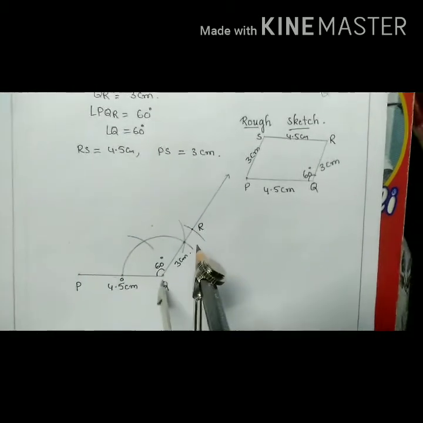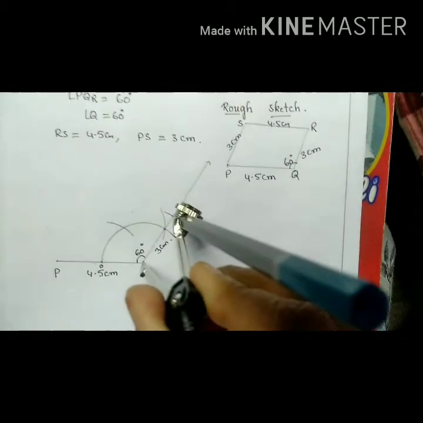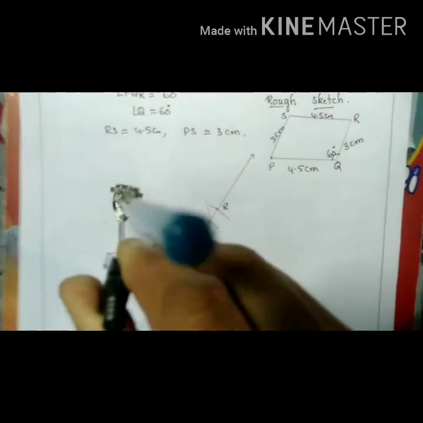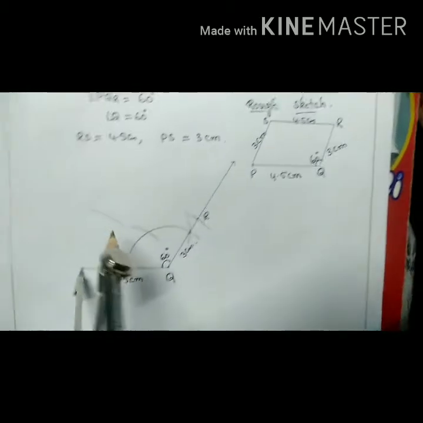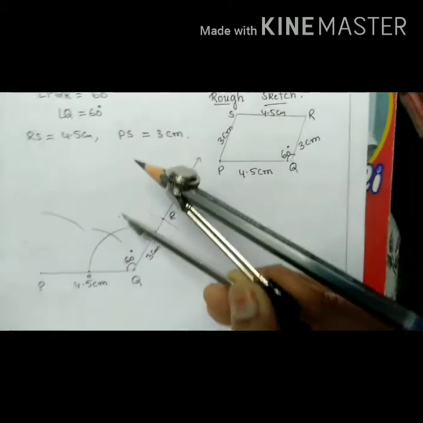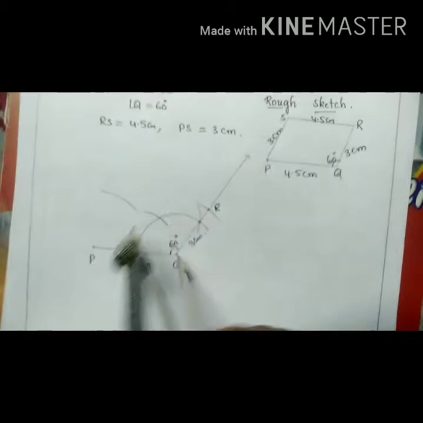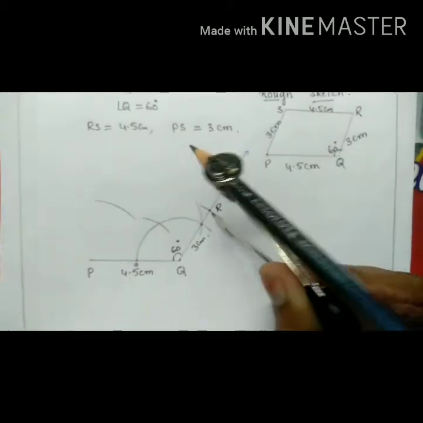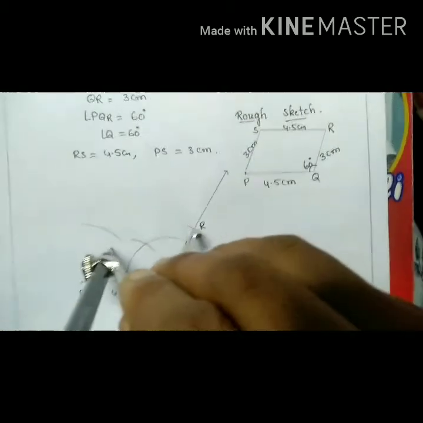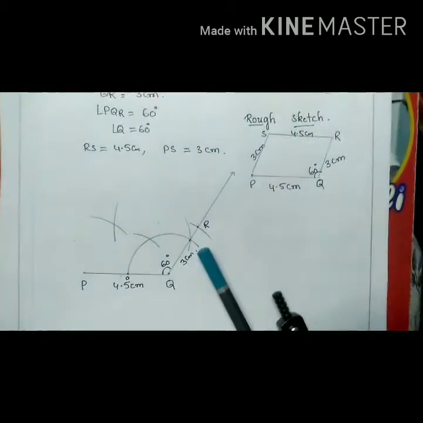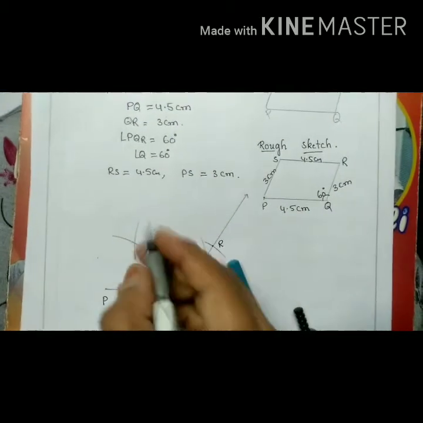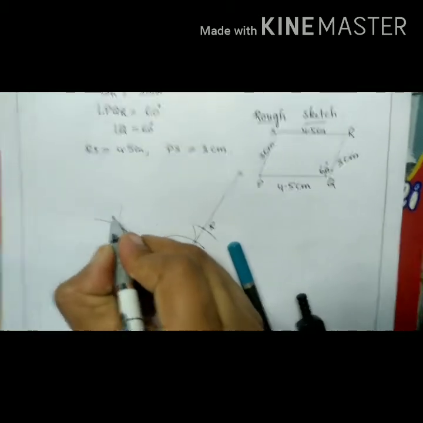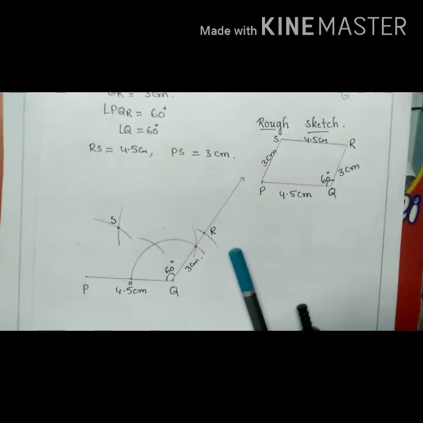Next, the same measurement as QR here. Then take the same measurement with the center P and draw one arc. The side opposite to PQ is RS. Then take the same measurement as PQ with the center R and draw another arc intersecting. The two arcs intersect at one point, which is marked as S.